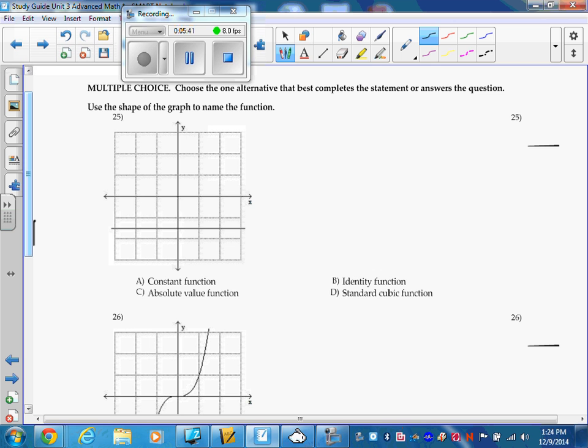So this will be a multiple choice section, but this is not all of the parent graphs, so make sure that you're aware of all the parent graphs.